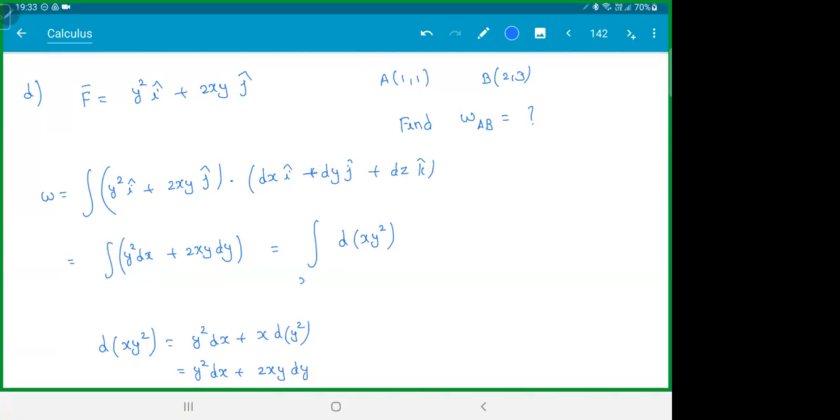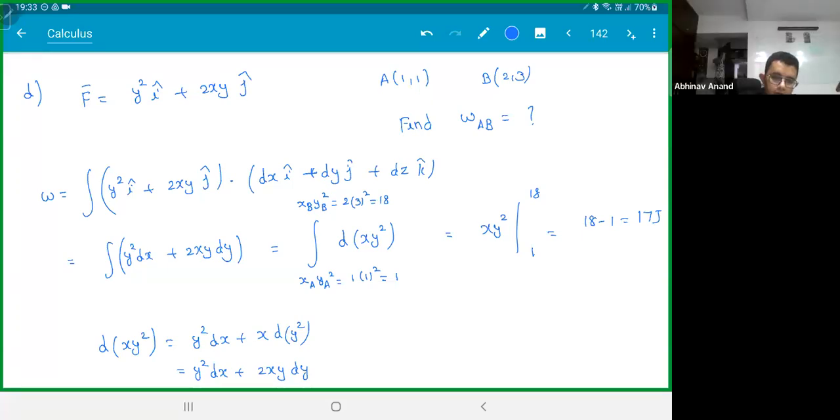So here, what is the initial value? XA, YA square is initial, which is 1 into 1 square, which is 1. This is XB, YB square, which is 2 into 3 square, that is 18. So xy square comes out, limits will be from 18 to 1. So that is 18 minus 1, which is 17 joules. Please check.